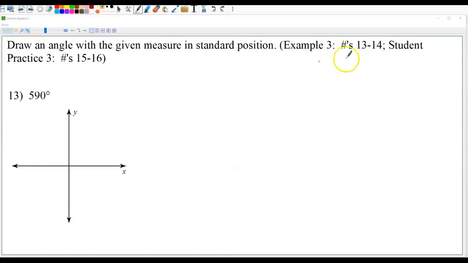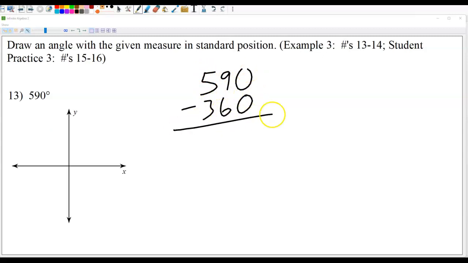All right, guys, so for example 3, I'm going to be doing numbers 13 and 14, and then you guys will get to practice with numbers 15 and 16. This time we want to sketch an angle ourselves. So I want to sketch a 590-degree angle. So first of all, what I want to do is break this down a little bit. I'm going to subtract 360 from that.